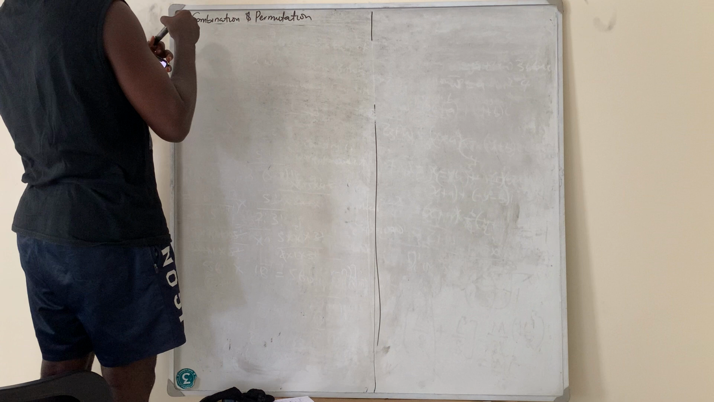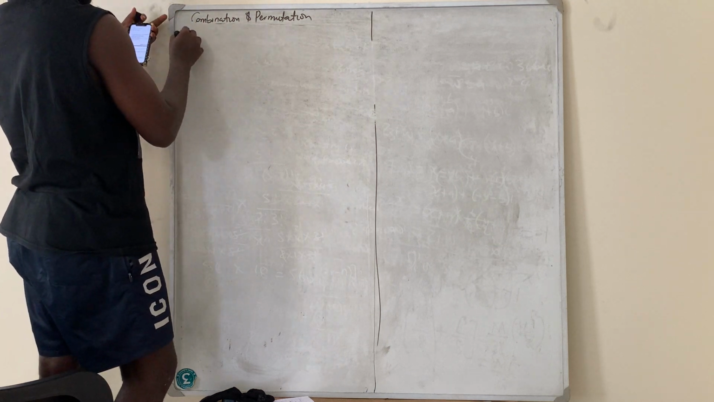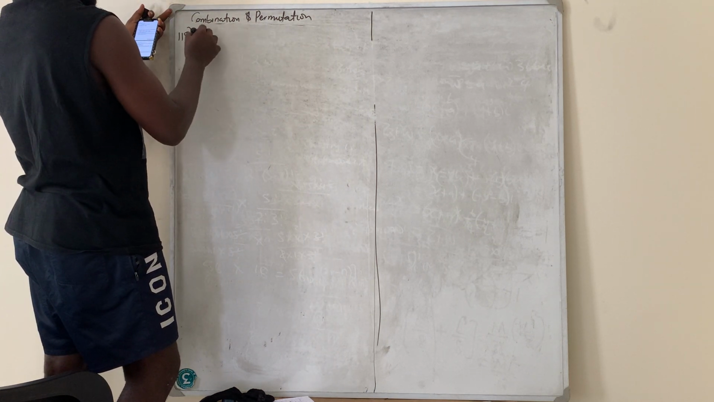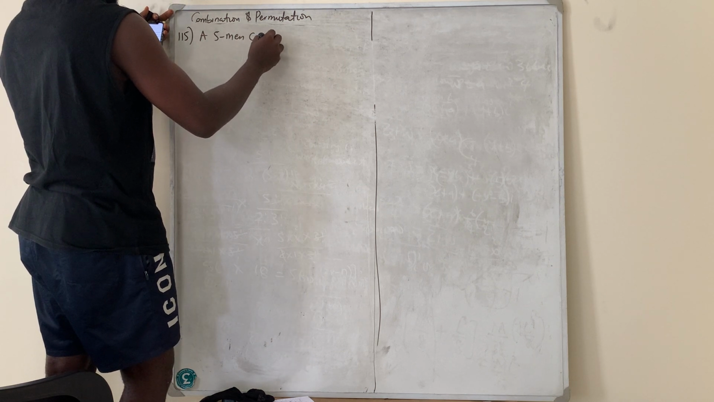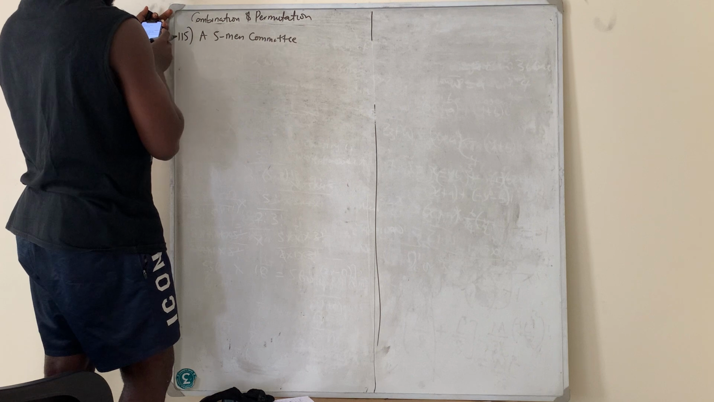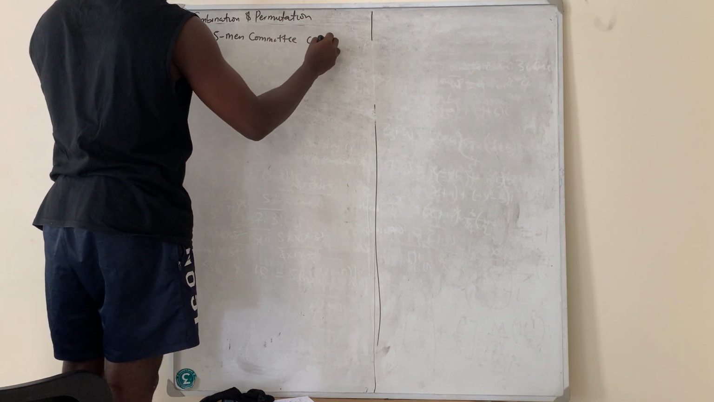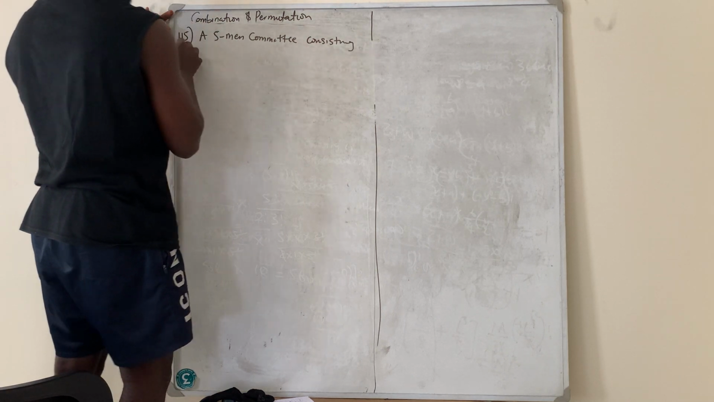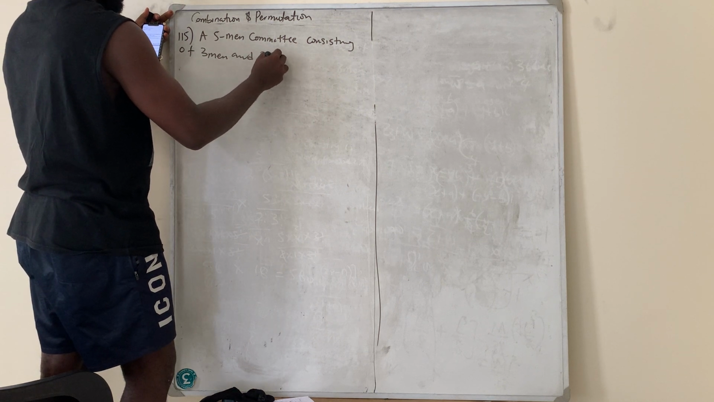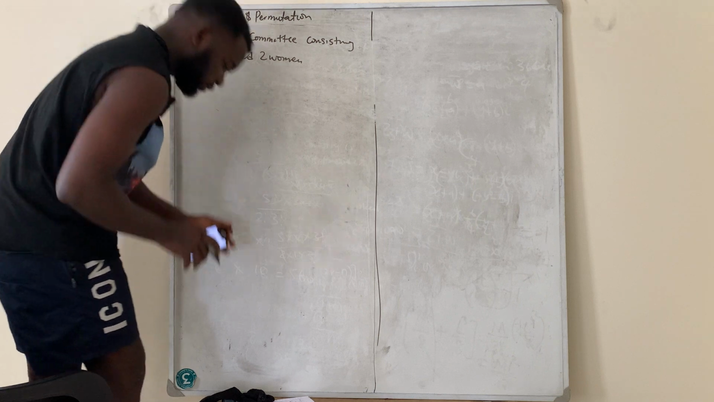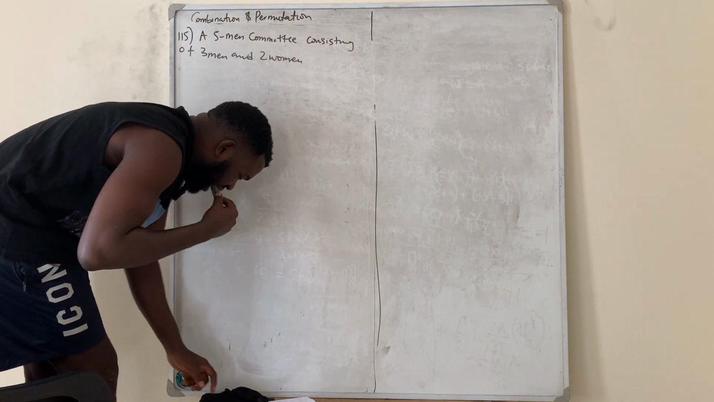Oh, I shouldn't have cleaned that. Question number 115 is almost a repetition. They say that a 5-man committee again, a 5-man committee consisting of 3 men and 2 women. Okay, just permit me to quickly refill.